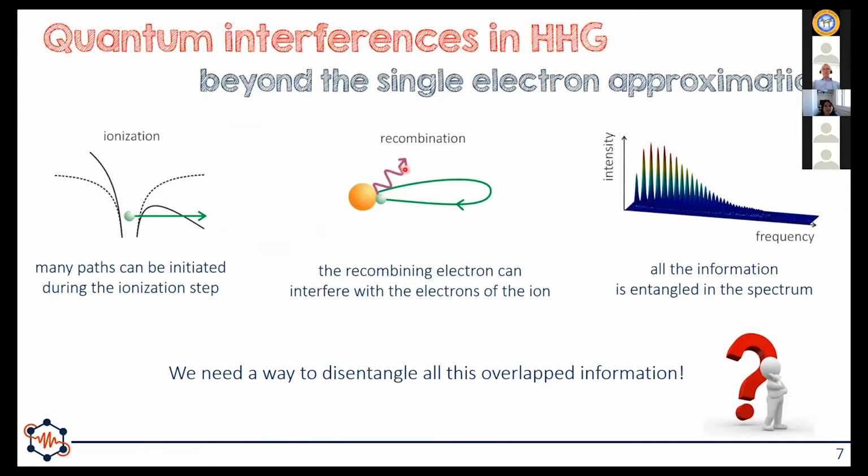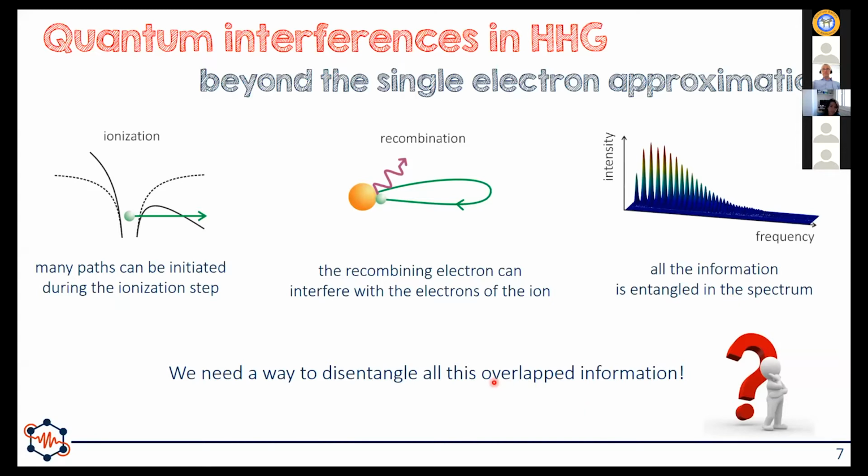Well, basically what happens is that in ionization, you may have different paths that are initiated during the ionization step. And then you can have recombination with a system that has many electrons that are maybe rearranging, and the recombining electron can scatter with the electron in the ion. So somehow you can have interference also in the recombination step. And the point with harmonic spectroscopy is that all these possible phenomena are inside the harmonic spectrum. So it's an easy way to collect the information experimentally, because you just have to collect the spectral intensity. But then you need a way to disentangle this information from the spectrum.